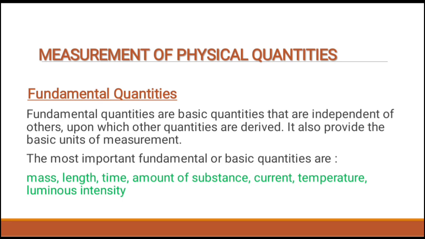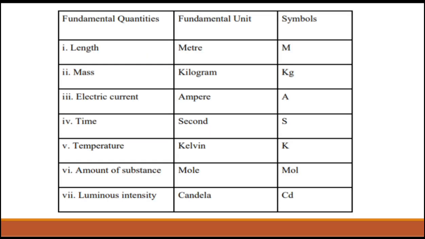Fundamental quantities are the basic quantities that are independent of other quantities, upon which other quantities are derived from. Now, let's discuss these fundamental quantities one after the other. The first one we're going to talk about is length. Length simply tells us how long or short an object or distance is. Length is also regarded as the distance between 2 points A and B. It is denoted by letter L, measured in meter, centimeter, kilometer, as the case may be.